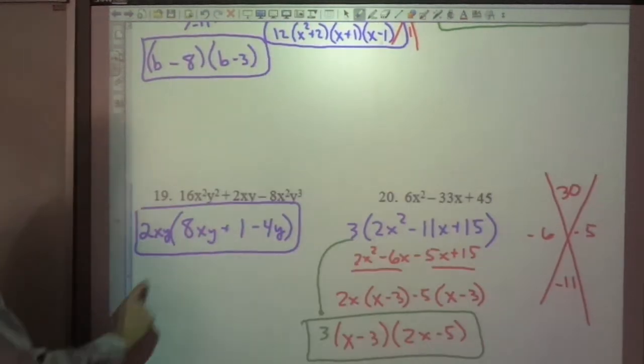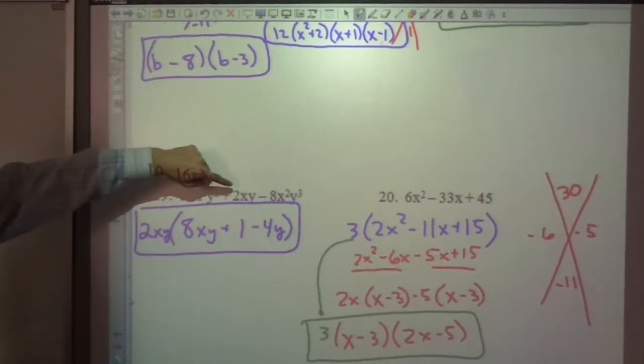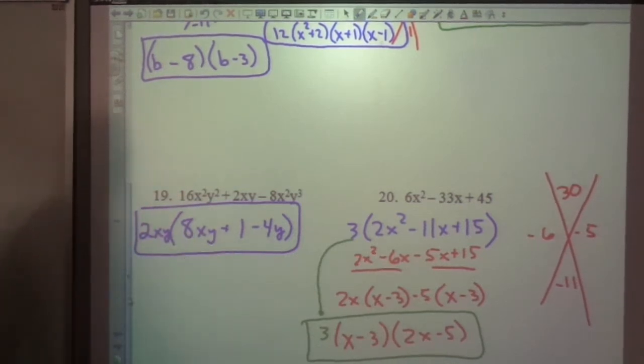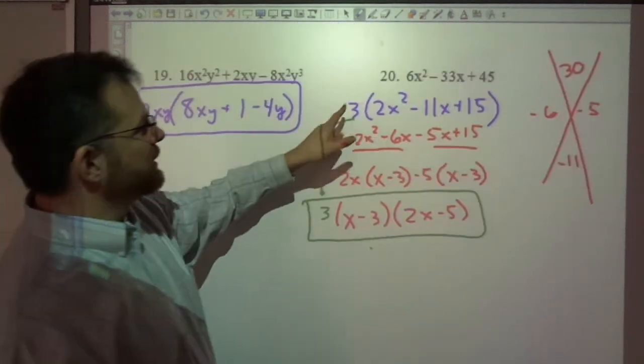Number 19, 3 terms. GCF is 2xy. Make sure when you divide something by itself that you get 1 in the middle. There's nothing more I can do with this. We're done.